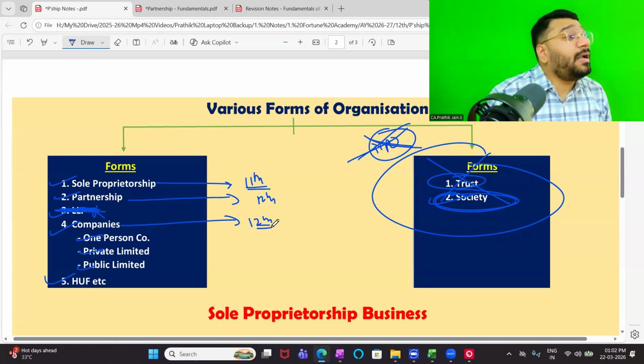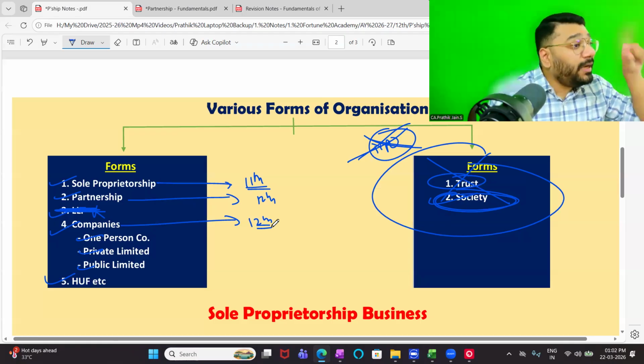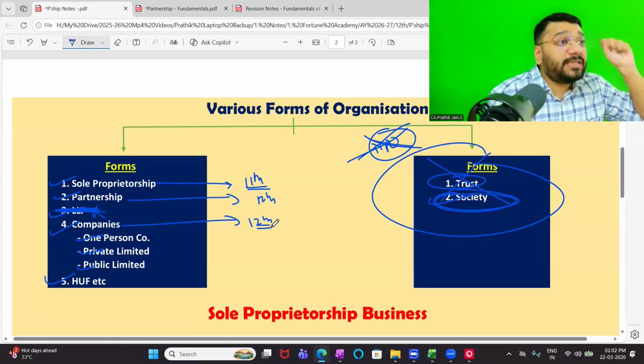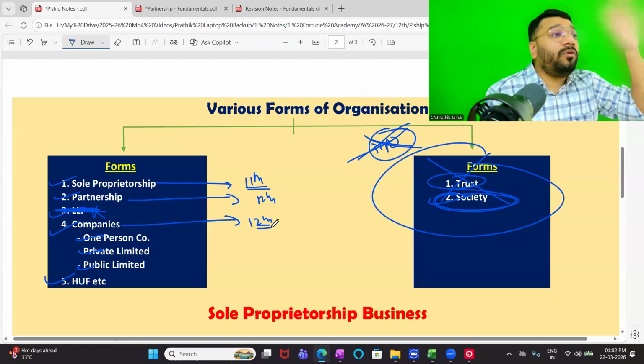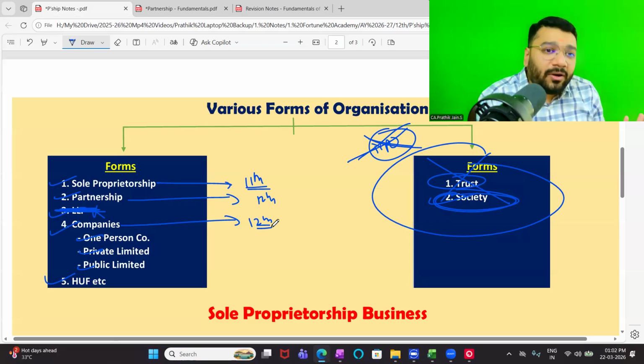Then what are we going to learn in company accounts? Only the share capital part. How the capital is accounted, how the debenture, that is loan, is accounted. These two alone we are going to discuss in your 12th standard. Got it, not got it? Okay.